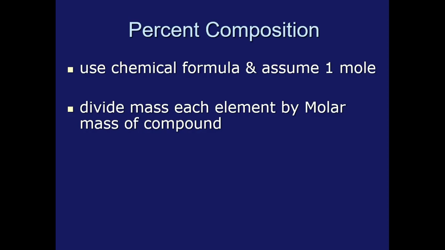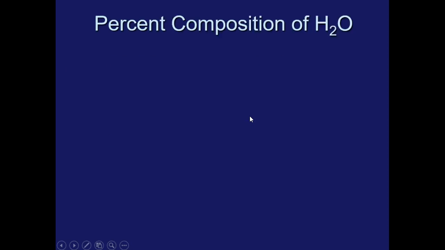We use chemical formulas and we assume that there's 1 mole. Make sure you're writing all of this down. You divide the mass of each element by the molar mass of the compound. Okay? So, what does that look like?